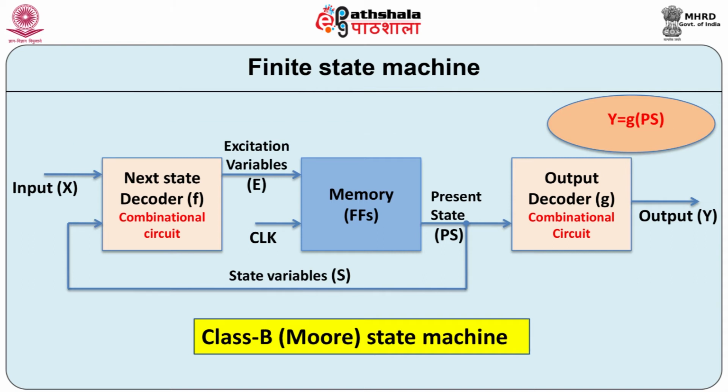Let us now talk about Moore machine. The class B state machine is known as Moore circuit, named after the logic designer Moore. The basic property of Moore circuit is that its output is strictly a function of present state of the sequential circuit. Careful observation of Moore machine shows that feed forward mechanism is absent in the state machine. Therefore, the output is a function of only present state.